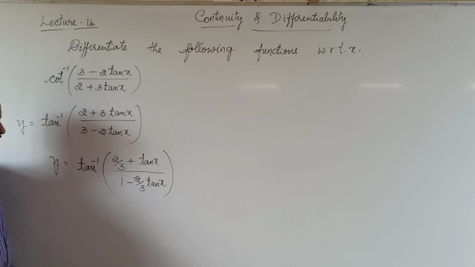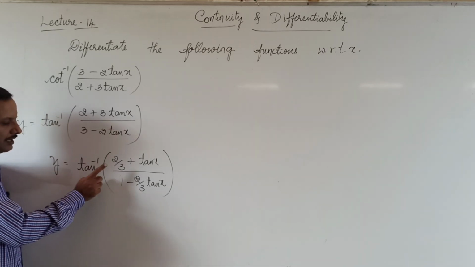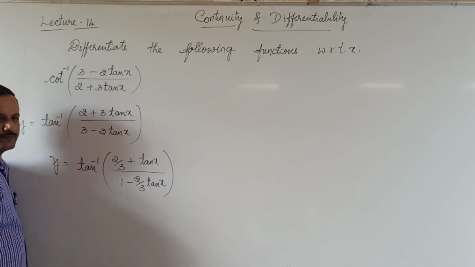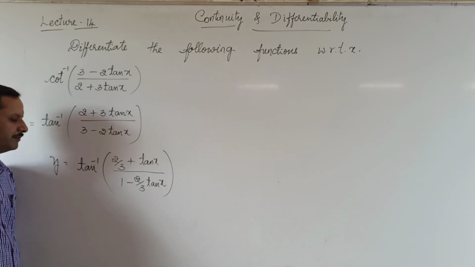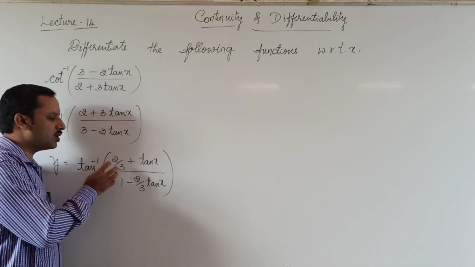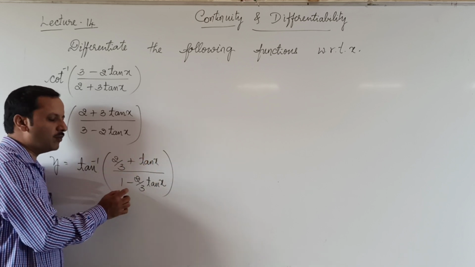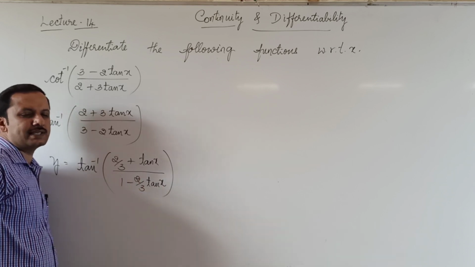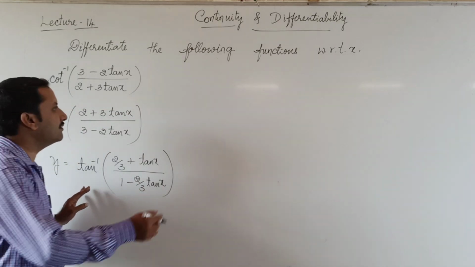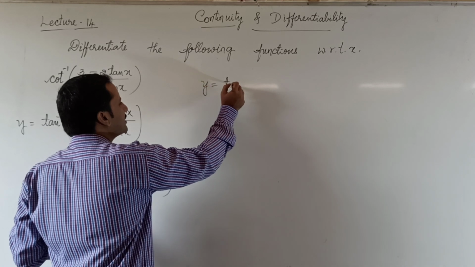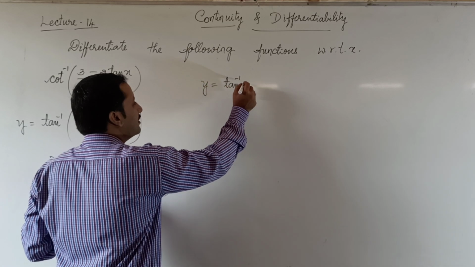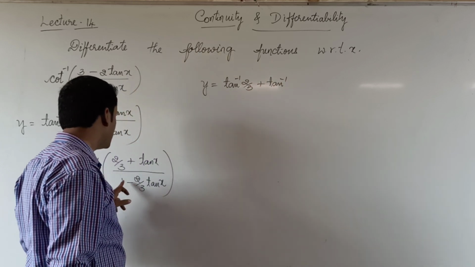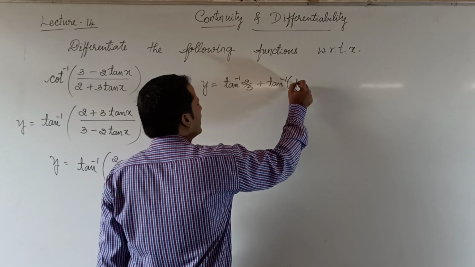Okay. Now this looks like tan inverse of x plus y divided by 1 minus xy. Just like what we did in the last problem, it is also of the form tan inverse of x plus y divided by 1 minus xy. Tan inverse of x plus y by 1 minus xy is equal to tan inverse x plus tan inverse y. So I can write this expression as tan inverse of 2 by 3 in place of x, plus tan inverse of tan x in place of y.